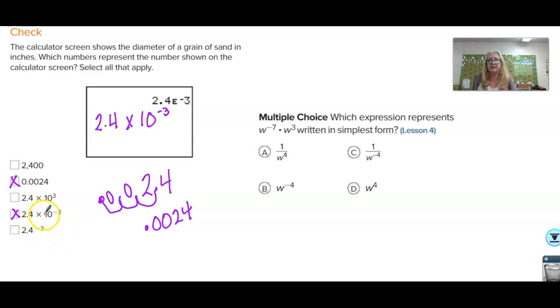The other ones are not correct. The only two correct ones are this one, which is in proper scientific notation form, and this one, which is in standard form. Here we have another question.